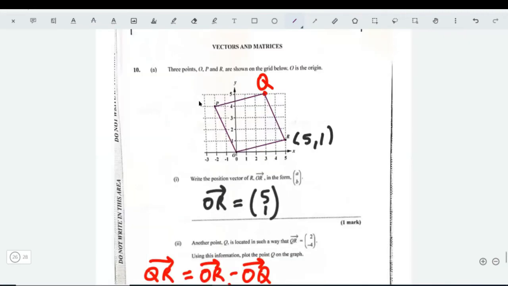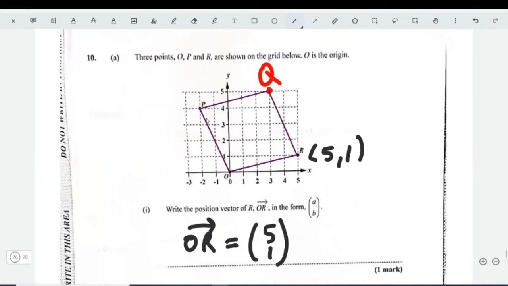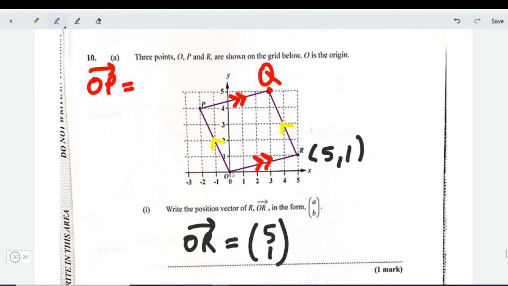I'm going to zoom in again. This is our parallelogram right here. A parallelogram has 2 pairs of parallel sides. So we need to show that this side is parallel to this side, or you can show that this side is parallel to this side. That's what we know about a parallelogram. So we need to show that OP is parallel to QR. So what is OP? Looking at vector OP, the X value is negative 2, the Y value is 4. OP is (-2, 4).